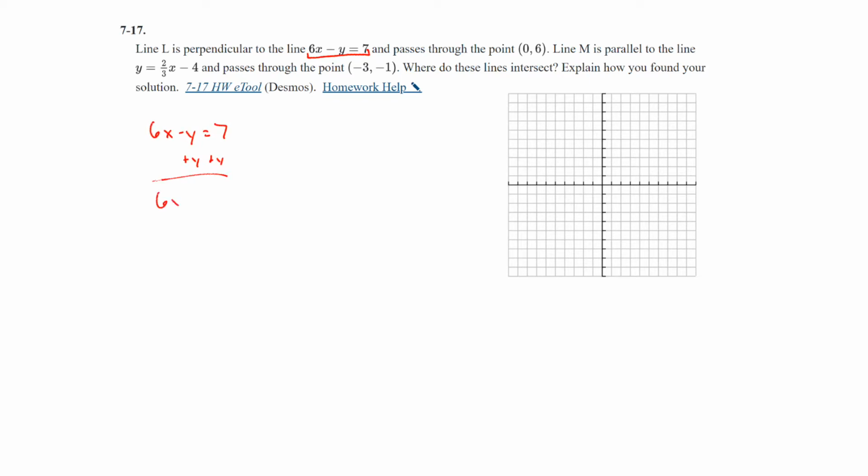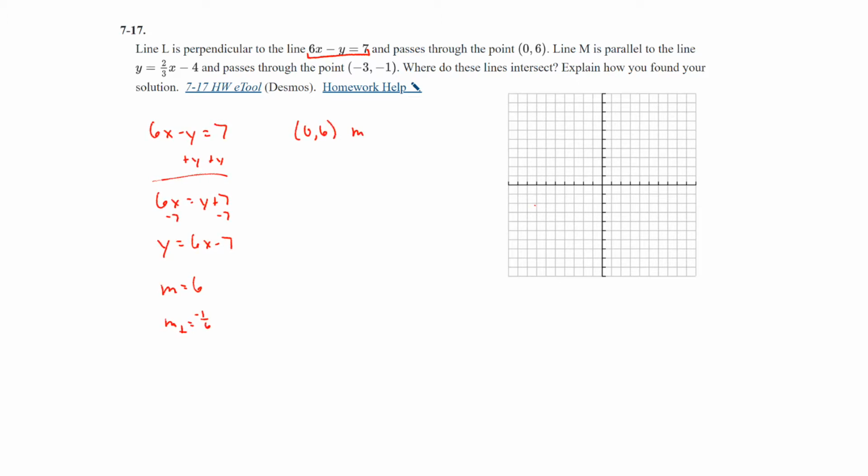Since it's negative, I'm just going to add y over to the other side to get 6x minus 7 equals y. So the slope of this line is 6. The slope perpendicular to that is negative 1/6. So it's perpendicular and it passes through the point (0, 6).